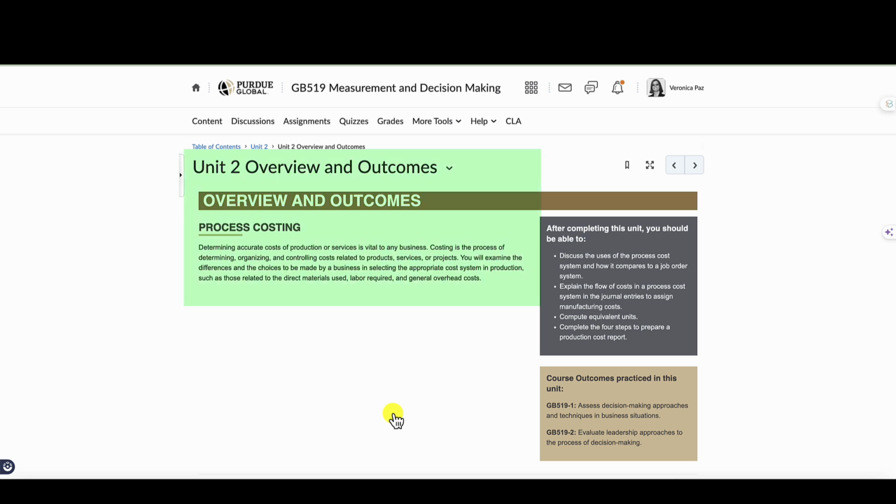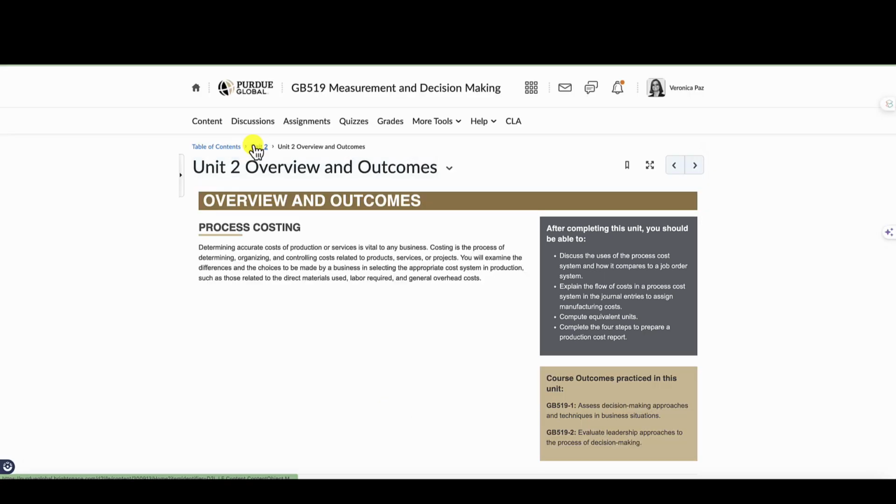In Unit 2, we are covering process costing, where we are determining the accurate costs of production or services, as it is vital to any business. Costing is the process of determining, organizing, and controlling costs related to products, services, or projects. You will examine the differences and the choices to be made by a business in selecting the appropriate cost systems in production, such as those related to direct materials, labor, and general overhead costs.